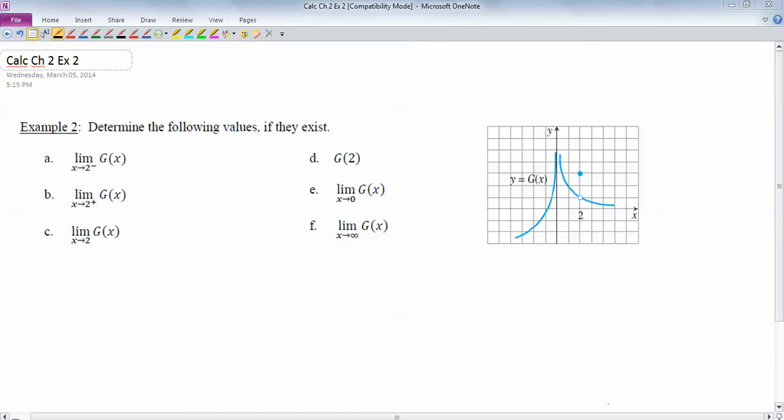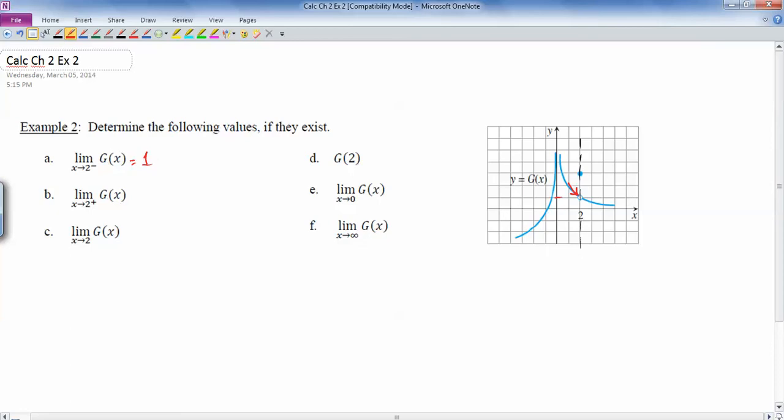Okay, so for example 2, it's another limit problem. We've got another graph and we're trying to figure out these one-sided and infinite type limit things. So let's look at part A. x goes to 2 from the negative side of 2, so from the left side of 2. So here's 2, right along here, and we want to approach it from the left side, so this side. And as we get close to 2 from the left side, the y value is close to 1 right there. So this is going to equal a 1.